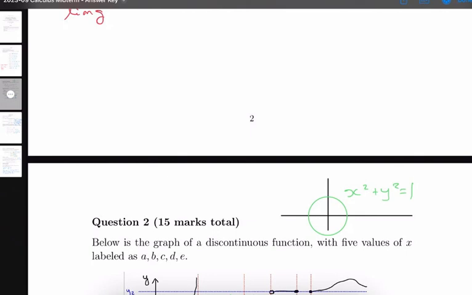Why is this important? Why do we care? You say, look, we can draw graphs. Why do we care if it's called a function or not? Why is that relevant? It's relevant because when you want to differentiate, when you want to apply the rules of differentiation, you can only differentiate a function. You cannot differentiate this.